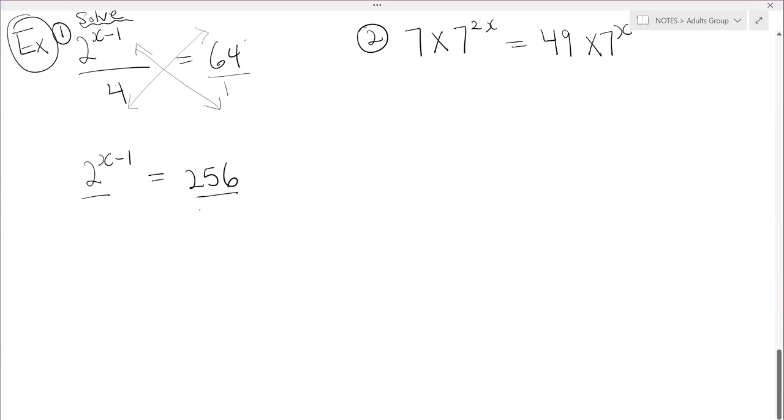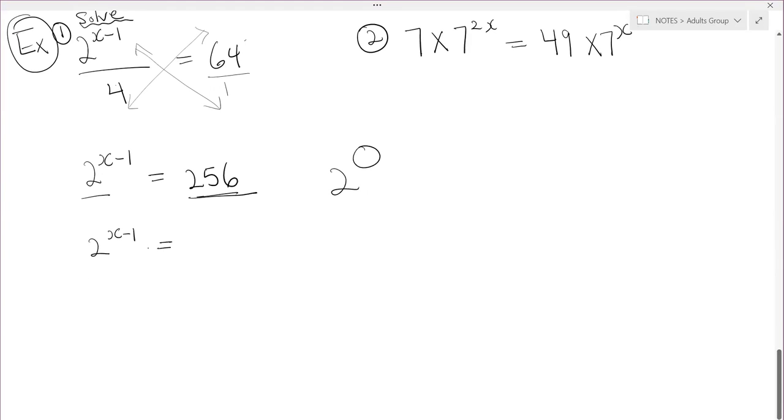So more than likely, when you get questions like these in the exam, the numbers are not going to be so big. It's going to be a number where you can easily make it into base form, right? So 2 to the power of x minus 1, you're trying to make 256 into a number that is 2 to the power of something. So I can go to my calculator. Even if I don't know, I could go to my calculator and try numbers.